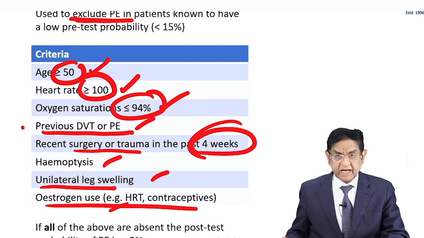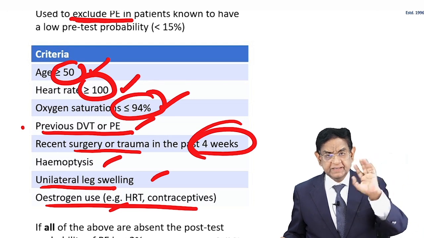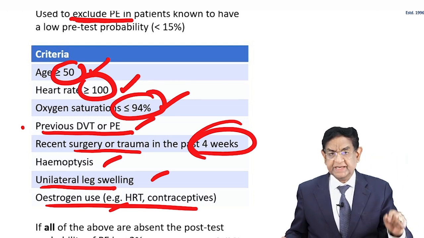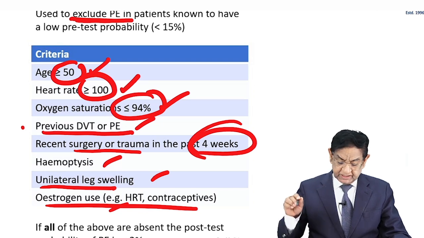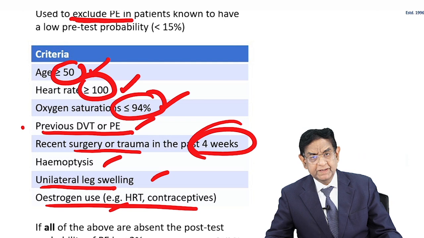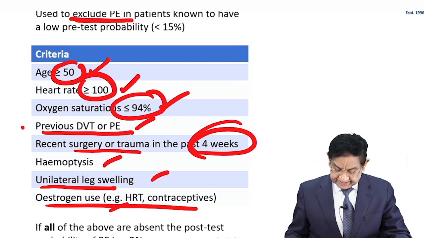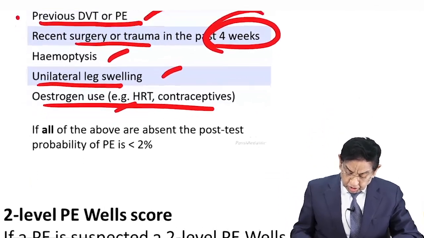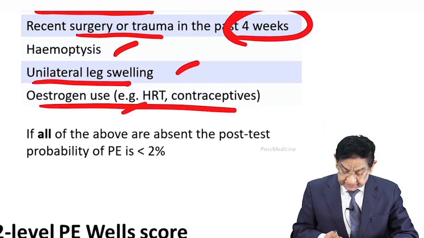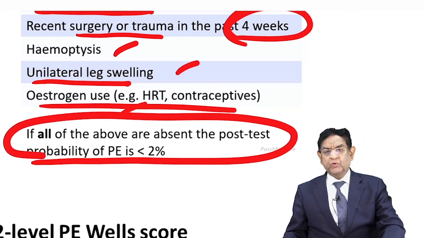If these are present, then it is a case of pulmonary embolism. What they say is, these should not be there. If they are there, then we are going against. So if all of the above are absent, then the post-test probability is only 2%.